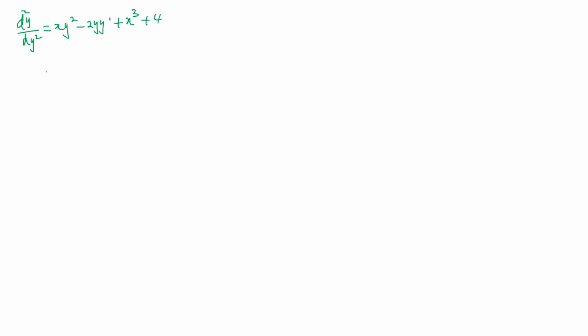So now let's look at this. I'm going to go horizontally. We can write it as y double primed of x equals x y squared minus 2y y primed plus x cubed plus 4. So what do we do here? We find one more derivative, but first I'm going to state something we call the next rule.